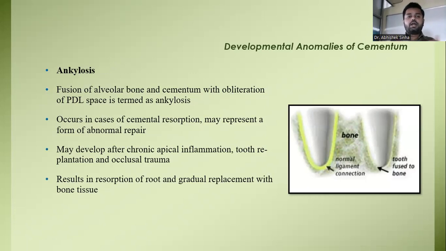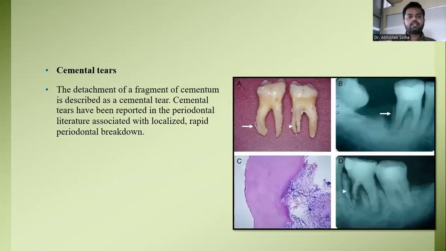That is ankylosis. Again, the clinical significance of ankylosis is difficulty in extraction. You will not be able to extract the tooth without chipping off the bone. You will have to apply force multiple times, and the tooth will come out with fracturing of the buccal bone. That is your ankylosis. So it can develop after chronic apical inflammation, tooth replantation, and occlusal trauma. It results in root resorption and gradual replacement with bone tissue. So cemental tears are just like cementicles, detachment of a fragment of cementum is described as a cemental tear.